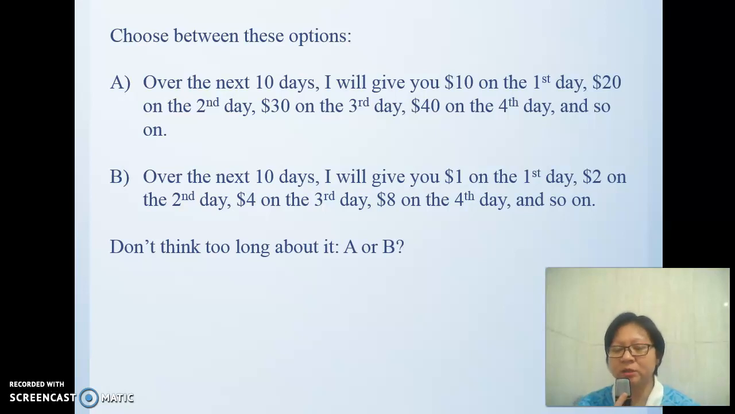Don't think too long about it. Which one do you choose, option A or option B?